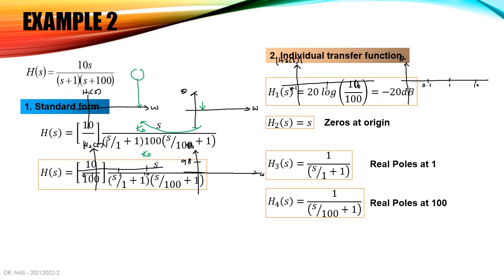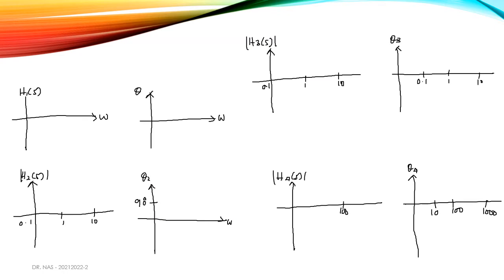Followed by the third component, you have poles at 1, so real poles at 1. Although it is crossing at 1, it is not equal to poles at origin, because when you have poles at origin, the equation will be 1 over s only. Next you have the fourth component, s divided by 100, so you have poles at 100. Now let's sketch the individual components.